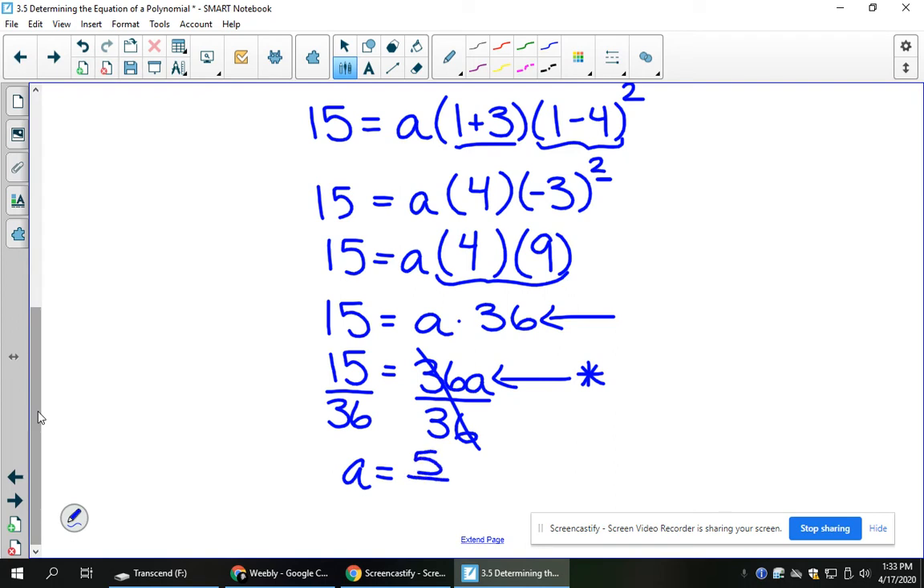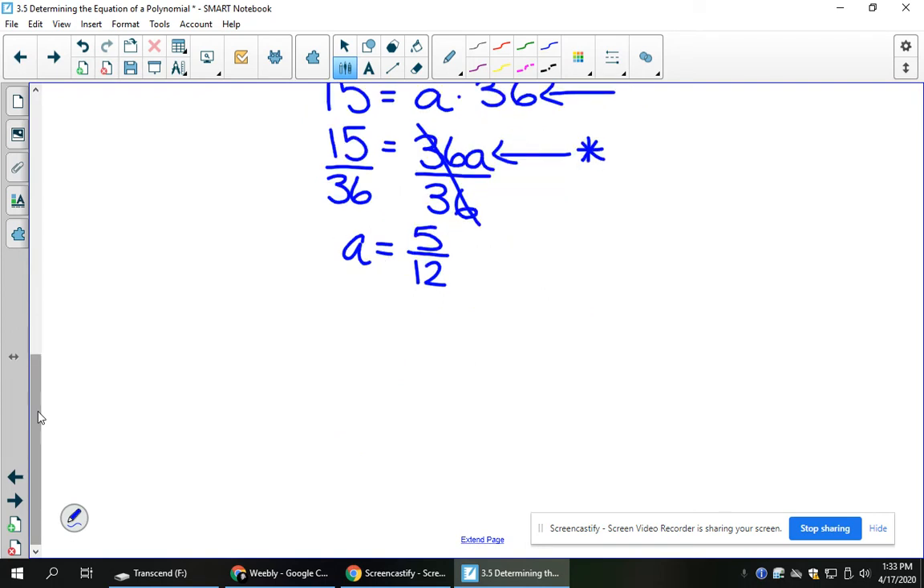It's 5 out of 12, but that's totally fine. We're not afraid of fractions. And then we reread the question. The ultimate question asks us to find p of x, actually find the whole polynomial function. So although this is what we needed, we actually have to answer the question now.